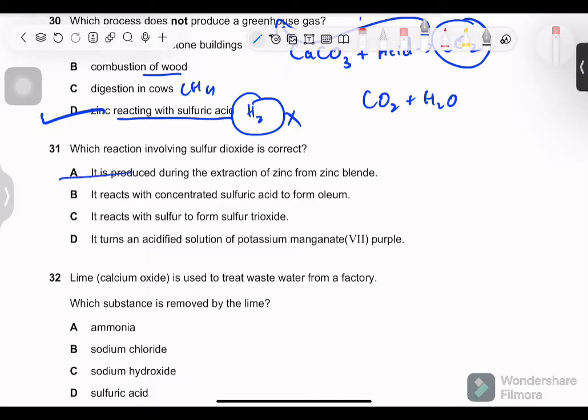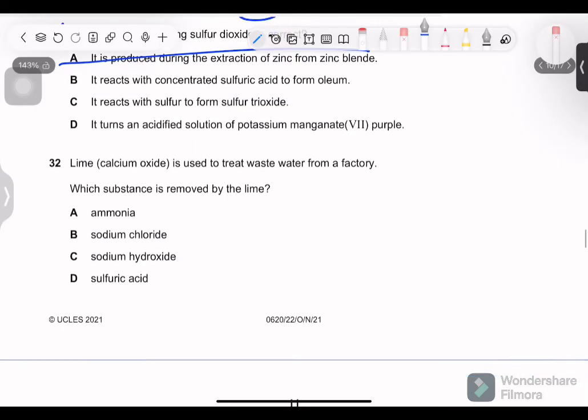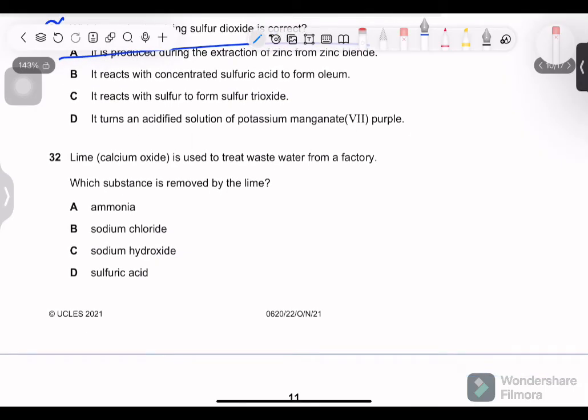So this is not in your syllabus, so we can just leave this MCQ. Lime is used to treat wastewater from a factory. Which substance is removed by the lime? Okay, if you remember flue gas desulfurization, in which fossil fuels are burned and then lime, calcium oxide, is used to remove the sulfur dioxide from the fumes. So it's the same case over here. We'll remove sulfuric acid, a sulfur-containing compound.